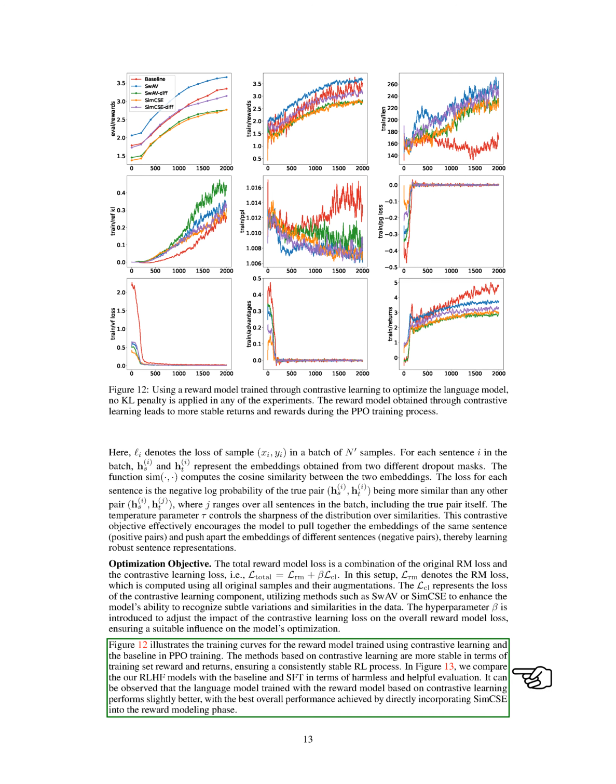Our results show that the methods based on contrastive learning are more stable in terms of training set reward and returns, ensuring a consistently stable RL process. We also found that the language model trained with the reward model based on contrastive learning performs slightly better, with the best overall performance achieved by directly incorporating SIMCSE into the reward modeling phase.